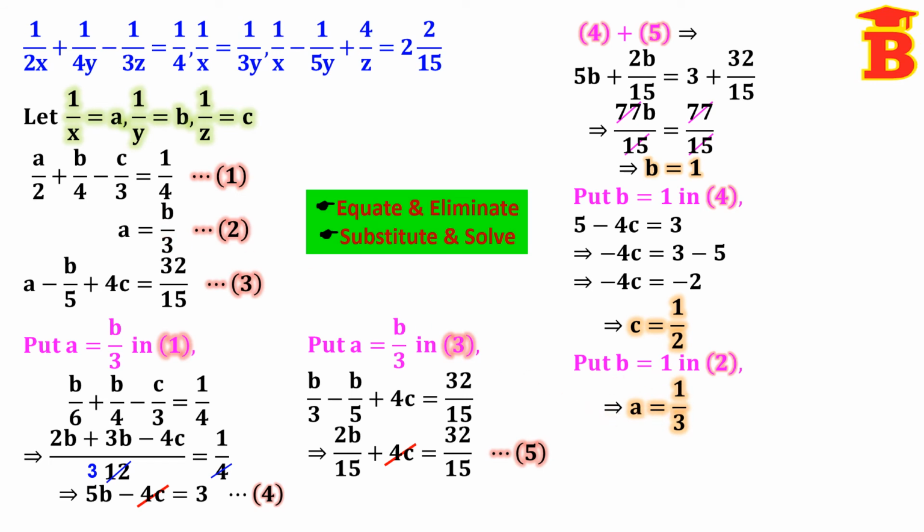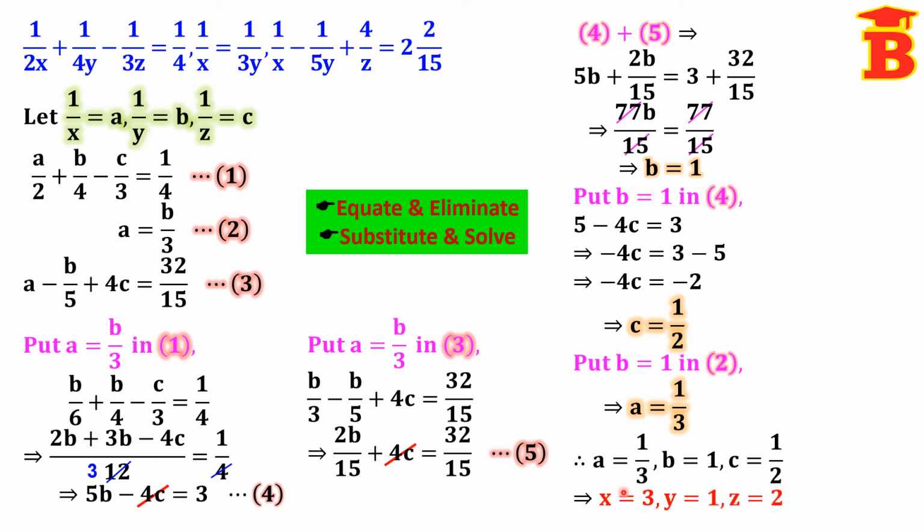Now we have got the values of a, b, c. Therefore a equal to 1/3, b equal to 1 and c equal to 1/2. Just by taking reciprocals, we can get the values of x, y, z, because in the beginning we took 1/x equal to a, 1/y equal to b, 1/z equal to c. So finally take the reciprocal and write the values.